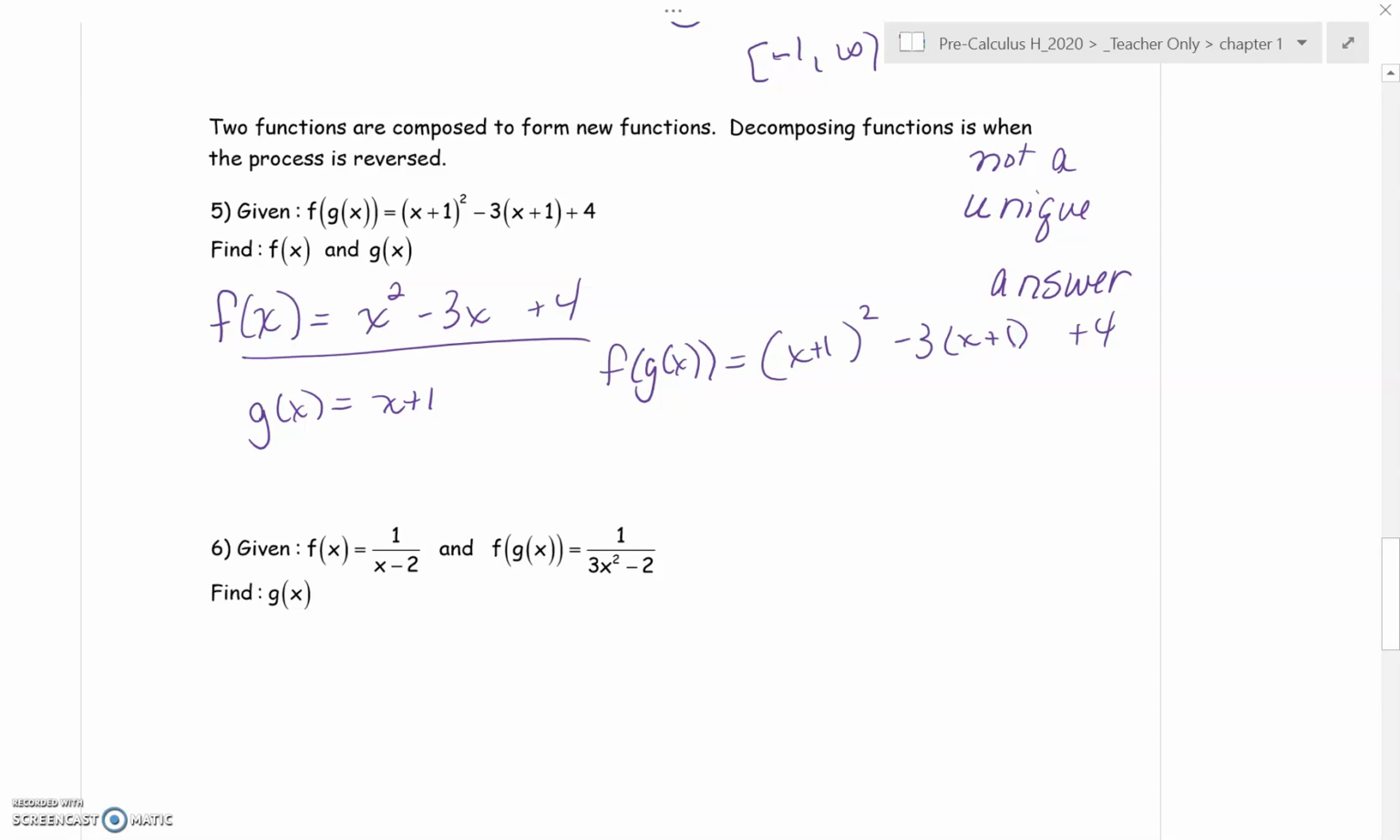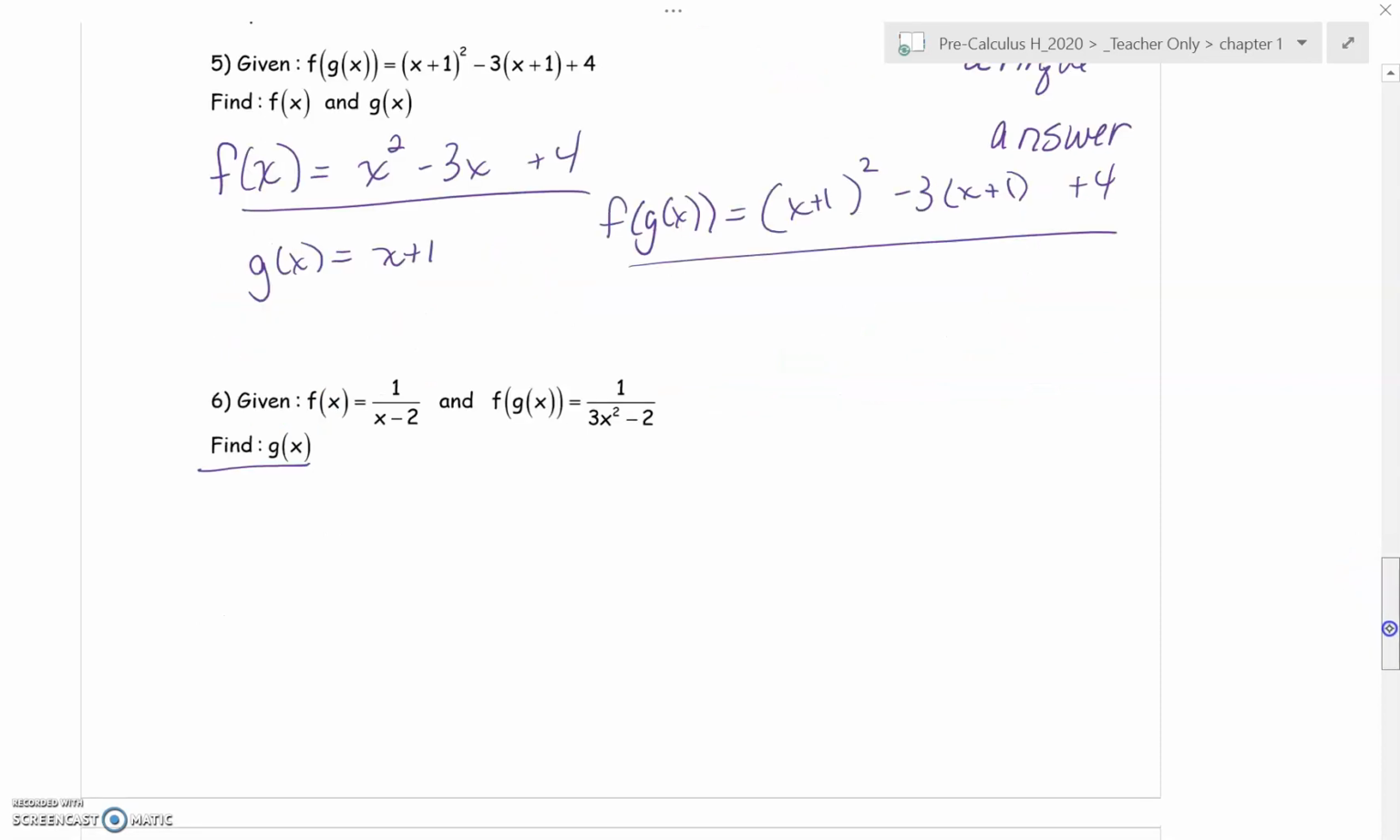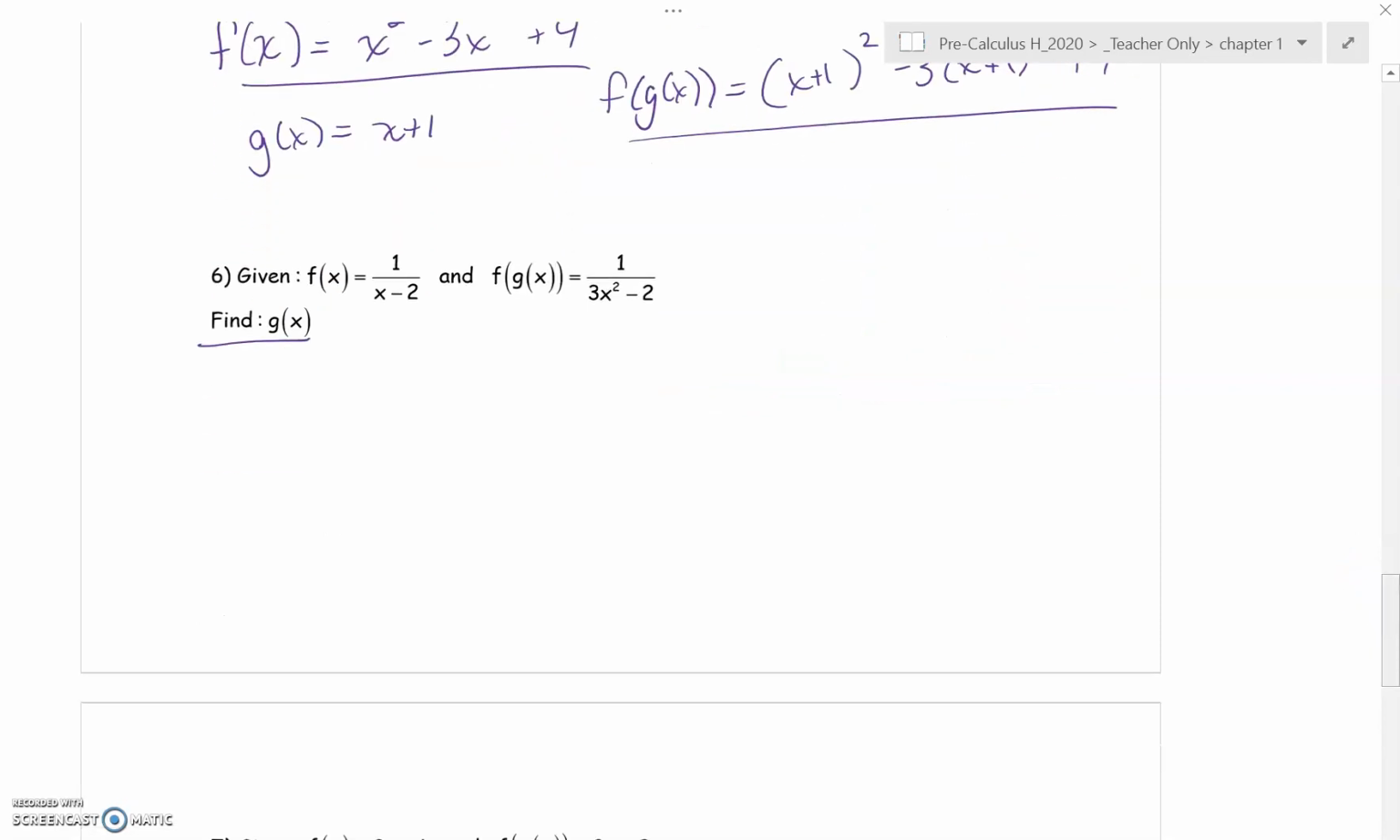Okay, so why don't you try the next one? Now the next one will be a unique answer because I gave you everything but g of x. So again, the first one, someone might have looked at different ways to compose the function, but I feel like what I chose might have been the most obvious from what I gave you there. Go ahead and try number 6. So pause the video and try to come up with a function, g of x, that would make f of g of x equal to what is given.